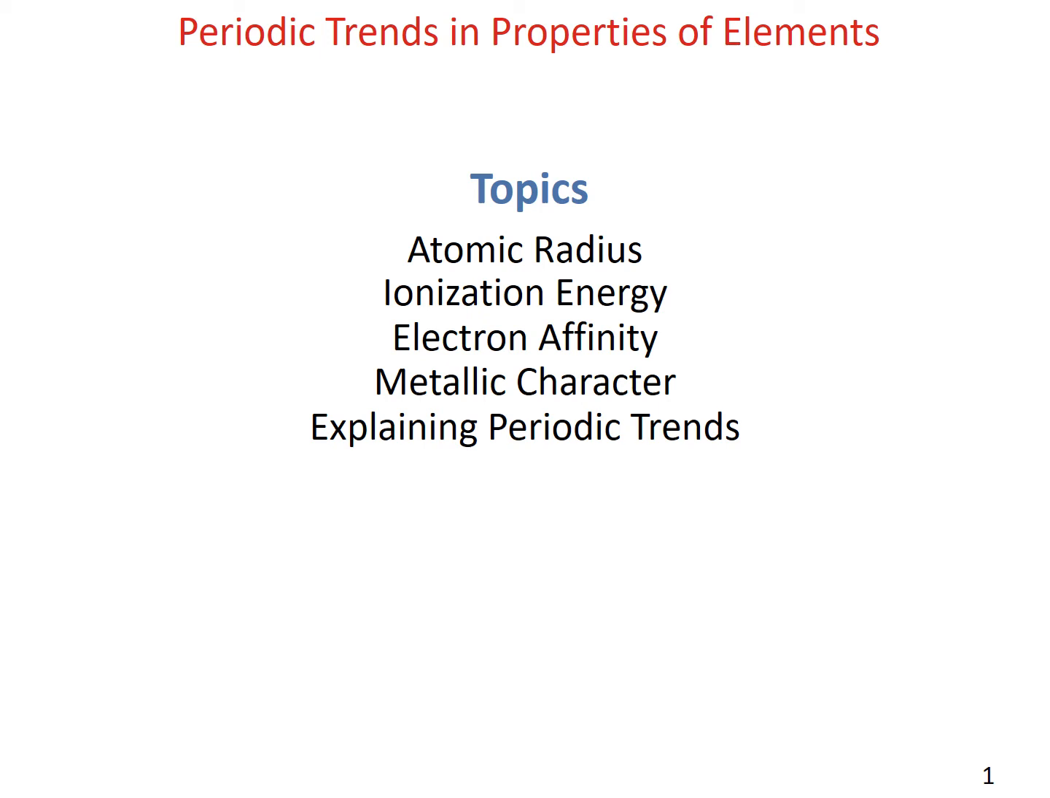Here we're going to talk about periodic trends. This includes atomic radius, ionization energy, electron affinity, and metallic character. The explanation for the periodic trends that we're going to talk about mostly revolve around the effective nuclear charge, which we had just learned about.